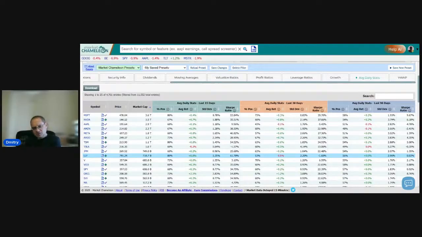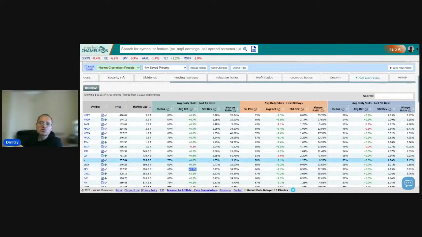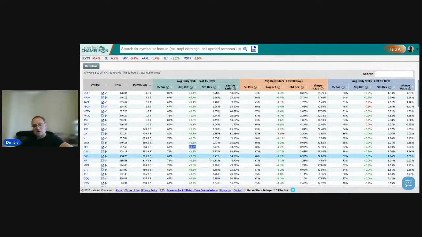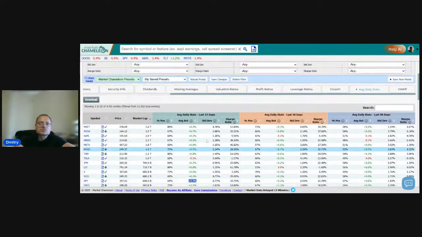So what about the average returns? Did it outperform SPY? SPY on average gained 0.3% on average per day over the last 15 days. So what if we looked for stocks that averaged higher than that? We could go back up here.